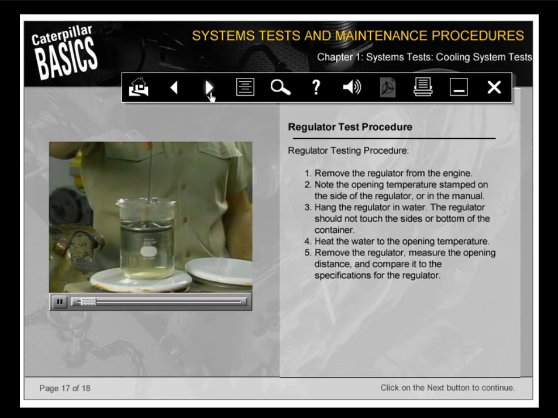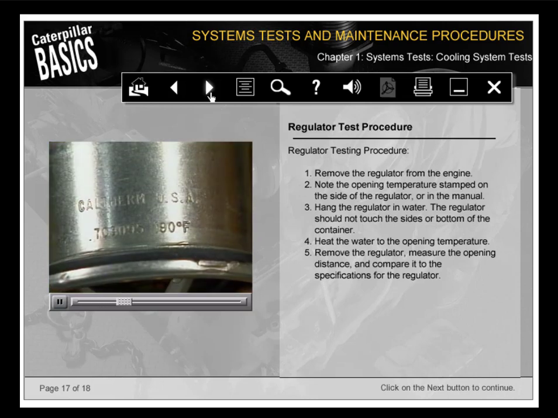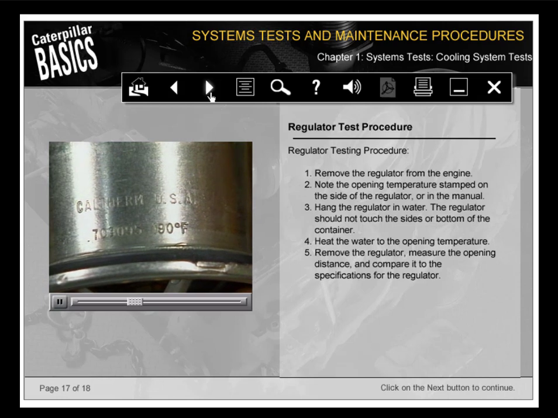Immerse the regulator in a container of water. Suspend the regulator so it does not touch the sides or bottom. Note the opening temperature stamped on the regulator or in the manual. Heat the water to that temperature.